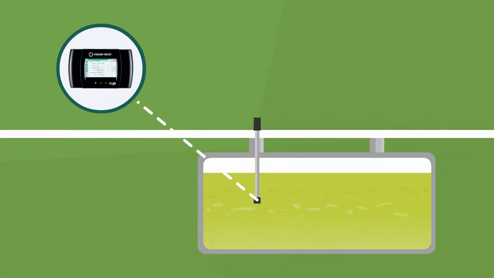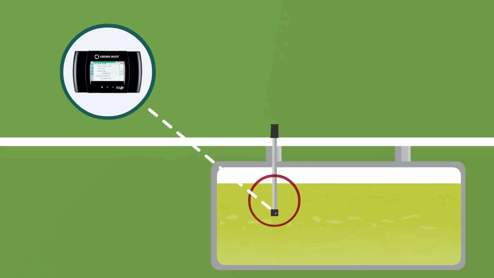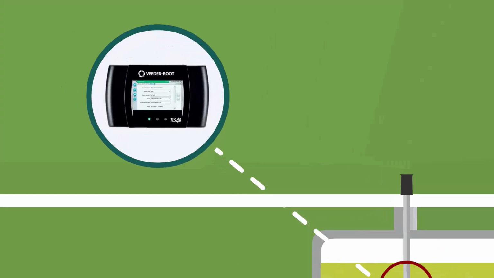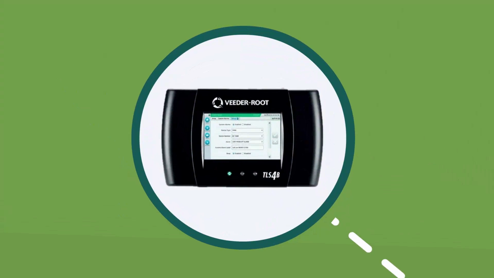The TLS Express Inventory Solution has mag probes that retrofit into existing tanks. These probes send level readings to a Veeder-Root Automated Tank Gauge, or ATG. The ATG records and reconciles this information, giving you access to live tank data.